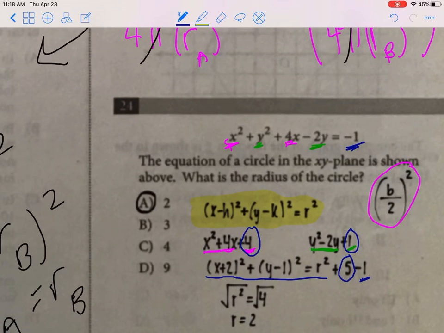with the radius. So that's something that is in the Passport to Advanced Math that I do want you guys to be able to work on and do yourself. So again, once you come up with half of 4 squared is 4, and you come up with half of negative 2 is negative 1 squared is 1, you take these answers and you add them to the other side.